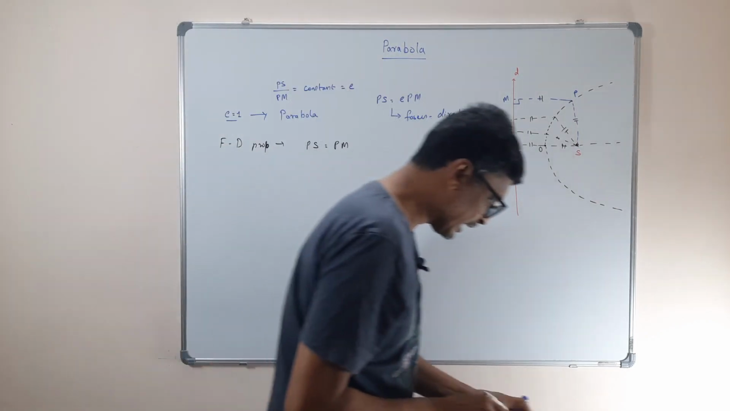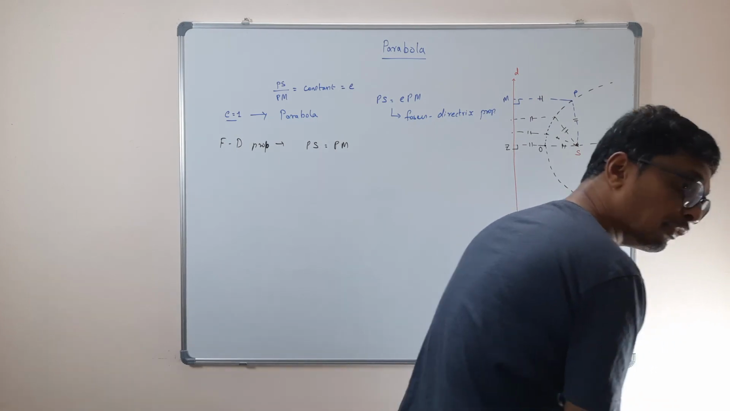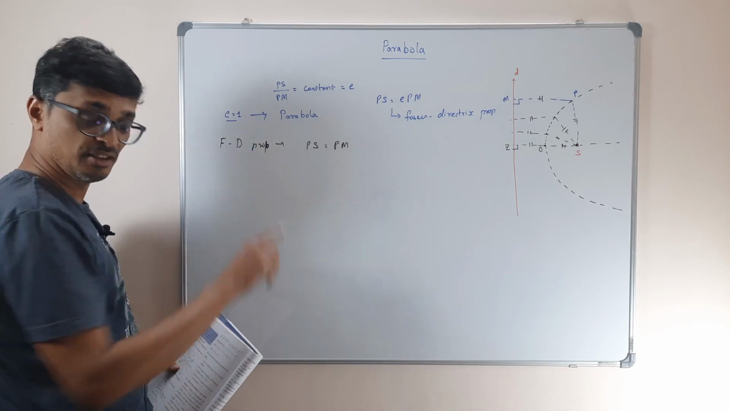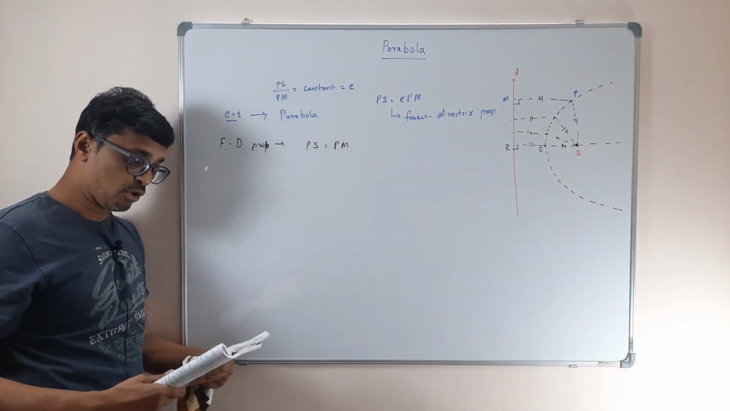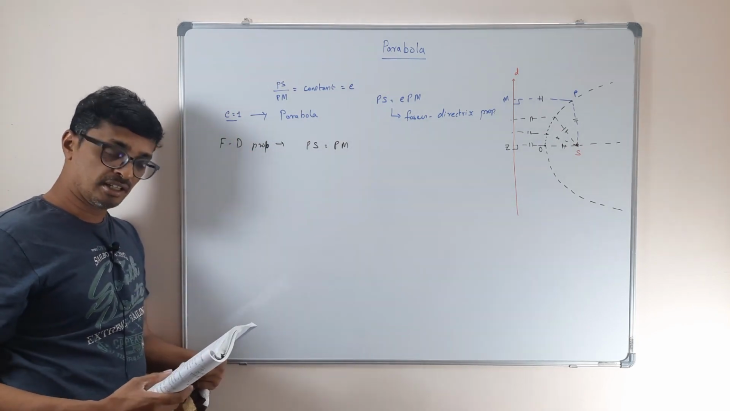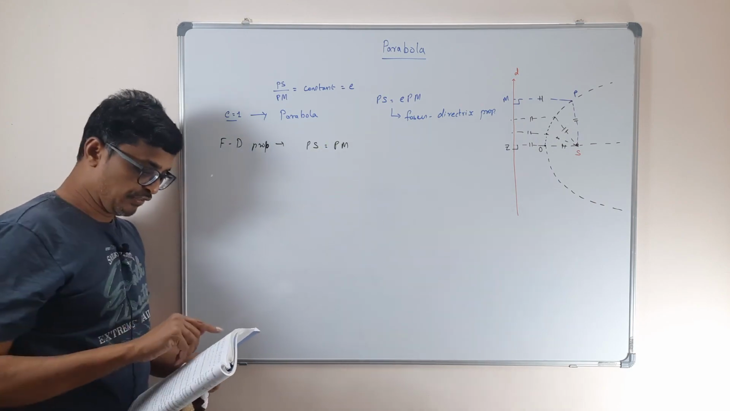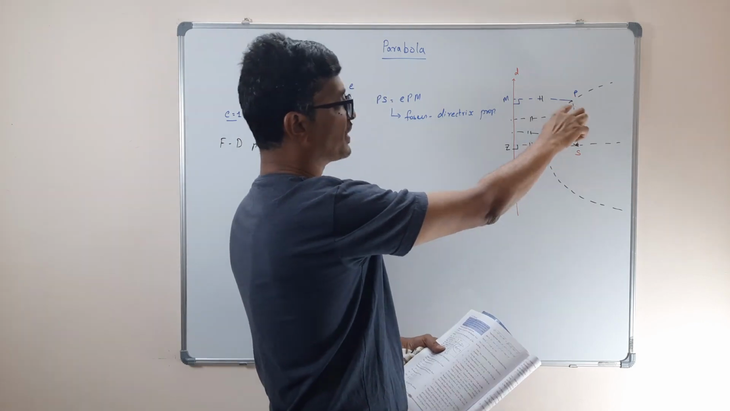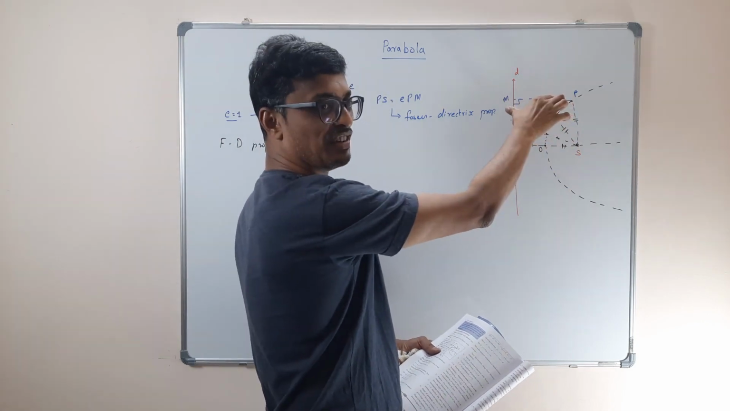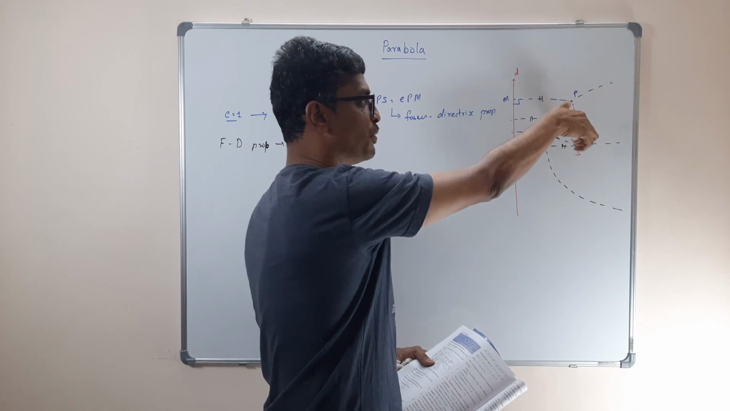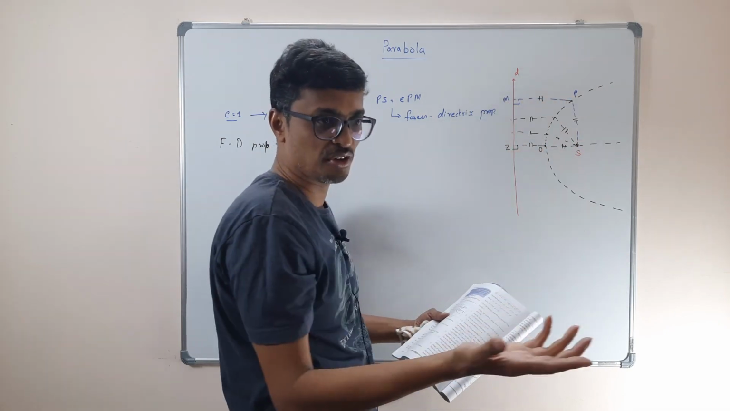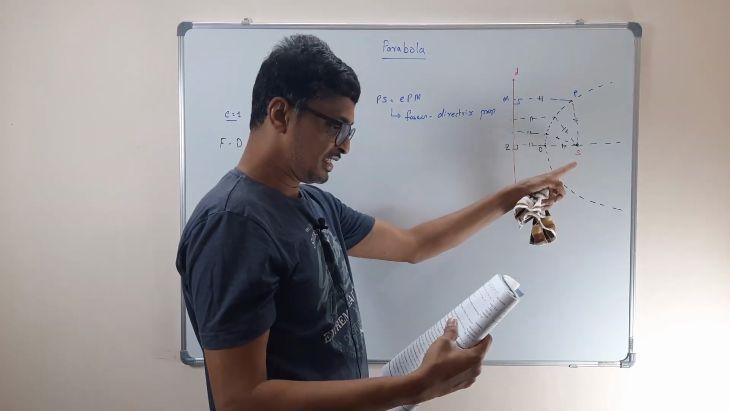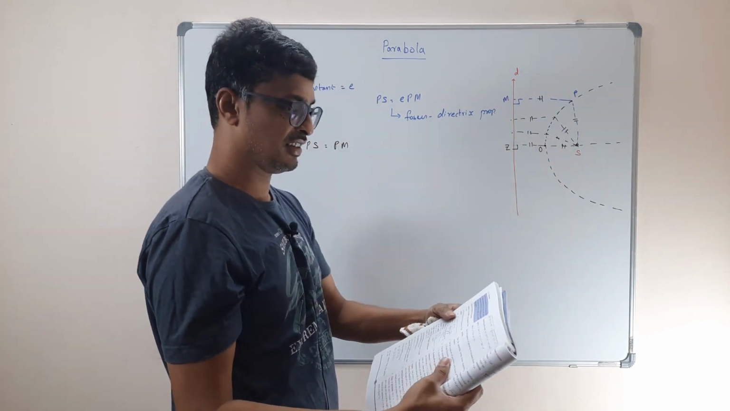Before that, I should have given the definition of the parabola. What is the definition of a parabola, when E is equal to 1? A parabola is the locus of a point in a plane which is equidistant from a fixed point and a fixed line. They both are equal, correct? The fixed point is called the focus and the fixed line is called the directrix.